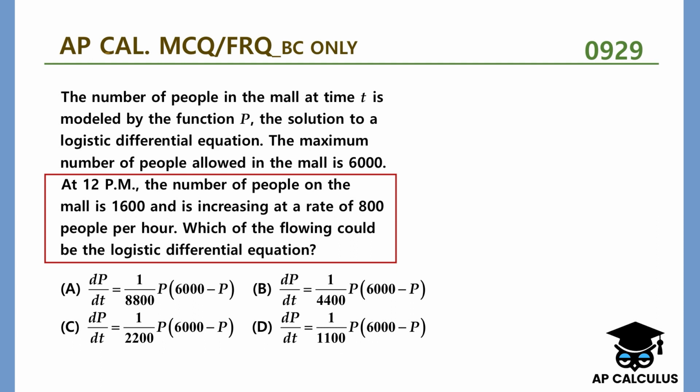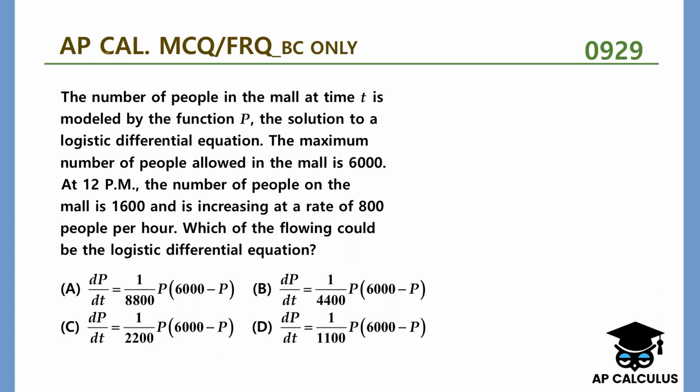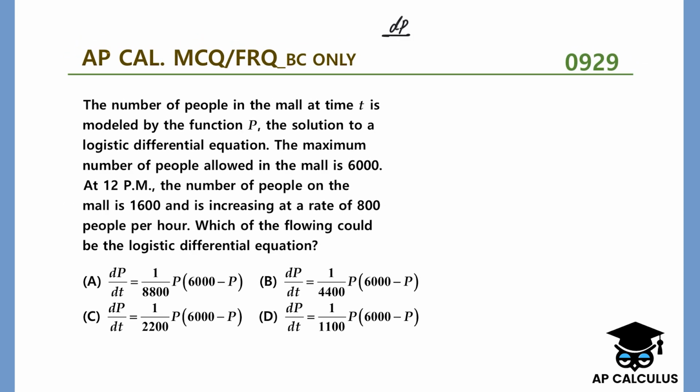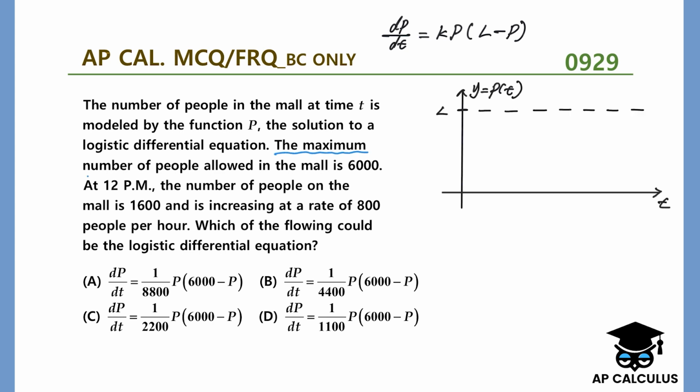Okay, the logistic differential equation with the population p is given by dp/dt equals some constant k times p times (carrying capacity L minus p), right? Here, the maximum number of people allowed in the mall is 6,000, right? So our carrying capacity is 6,000, and the number of people in the mall increases like that, right?